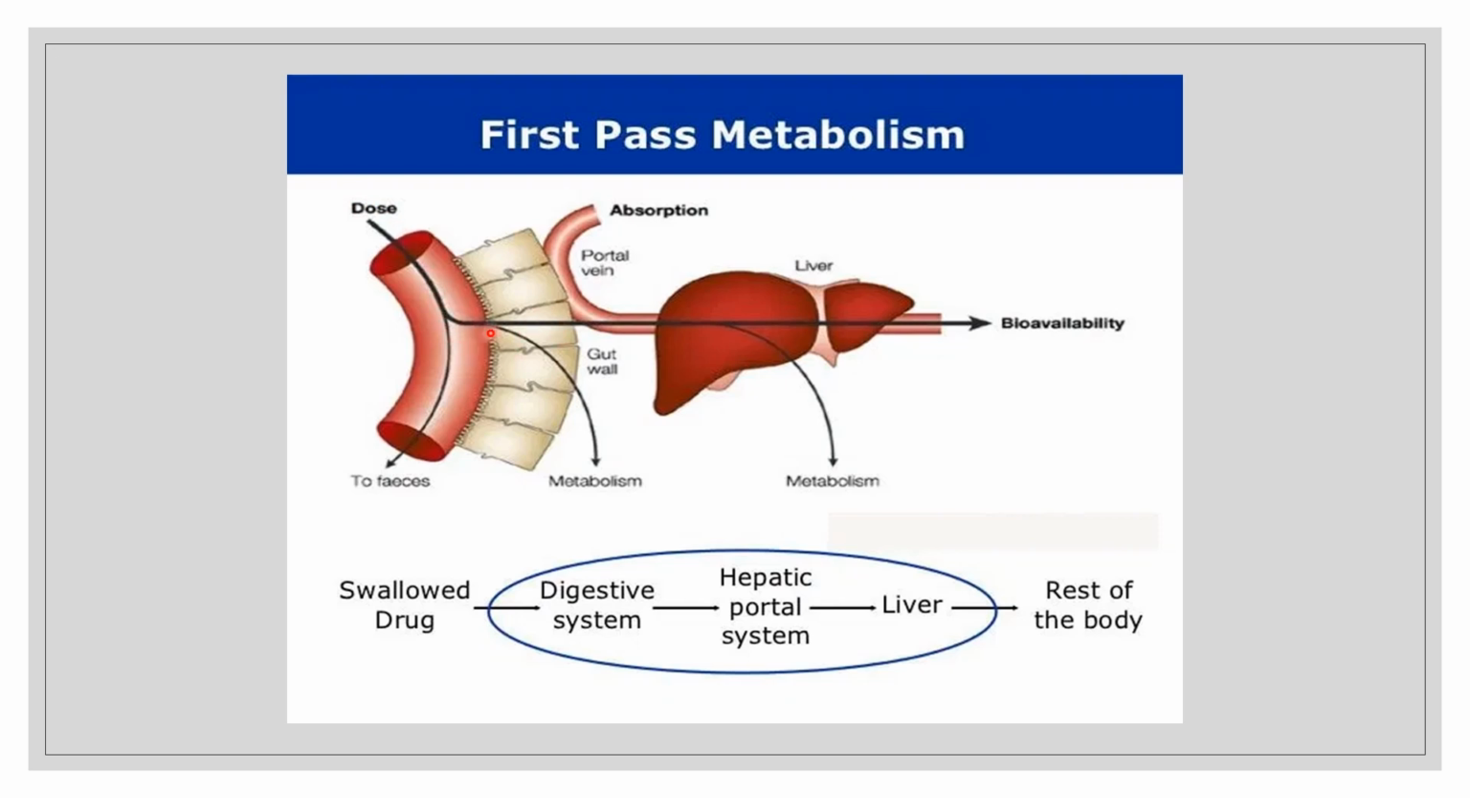After absorption in the GIT, the blood now coming from the GIT will first pass to the portal vein towards the liver, and the liver will filter it. And in the liver, it will also undergo metabolism before it will be bioavailable, or before it reaches the systemic circulation.